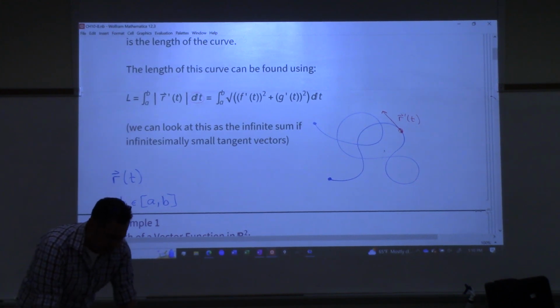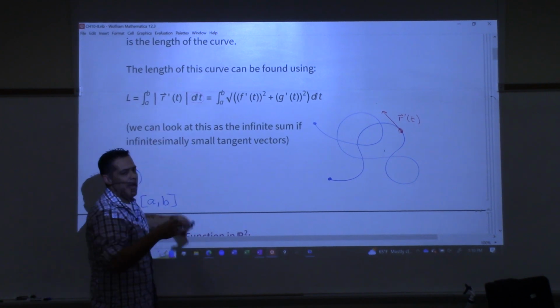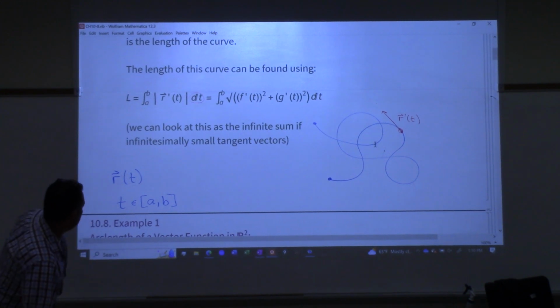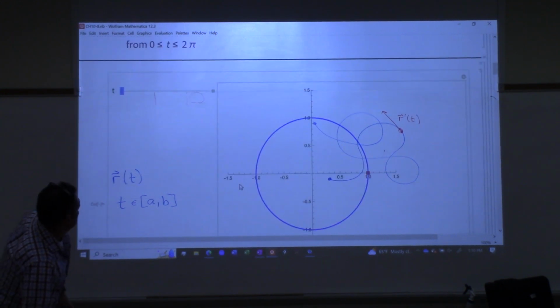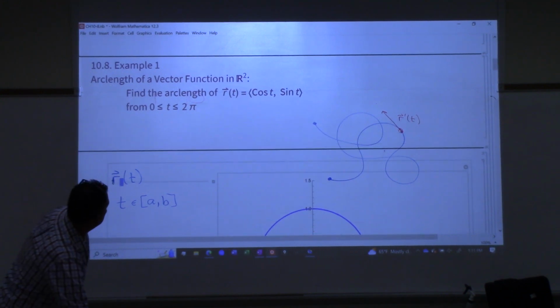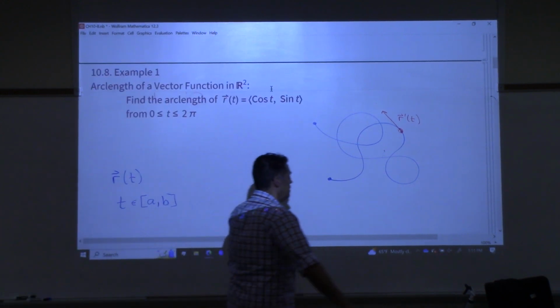So all we have to do to find arc length is be able to take a derivative of the vector function, take its magnitude, and then hopefully be able to integrate that, right? So let's do an example. And I think the best example to start with is the unit circle, right? That is the vector function for the unit circle.